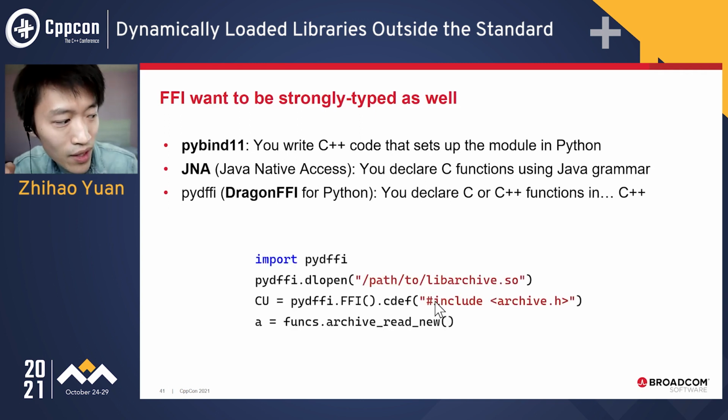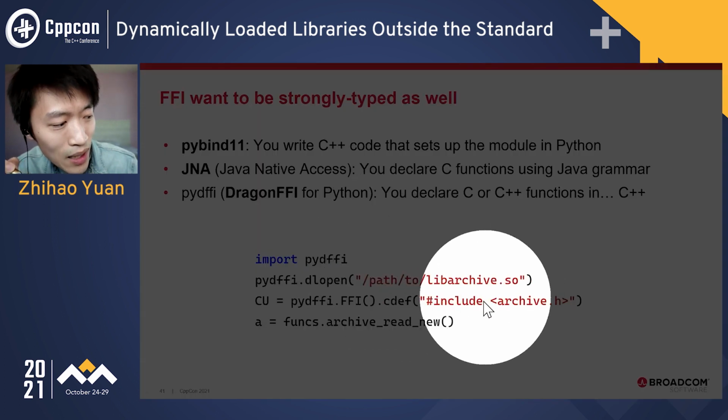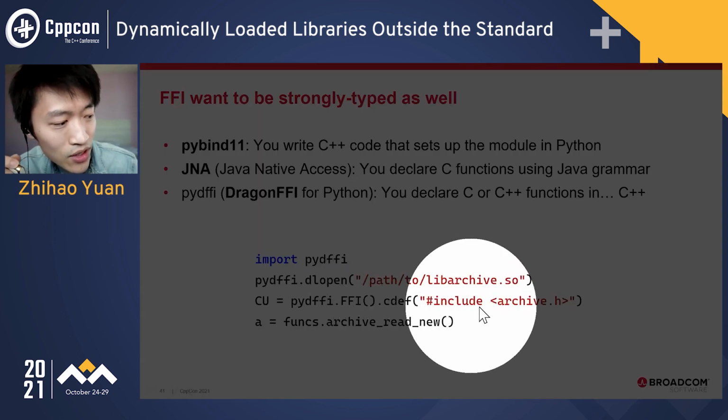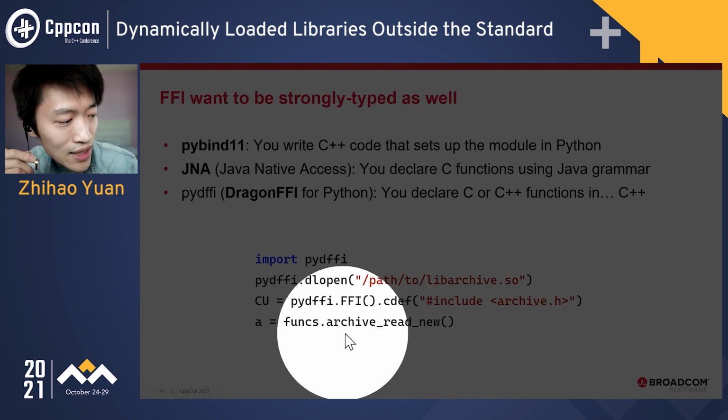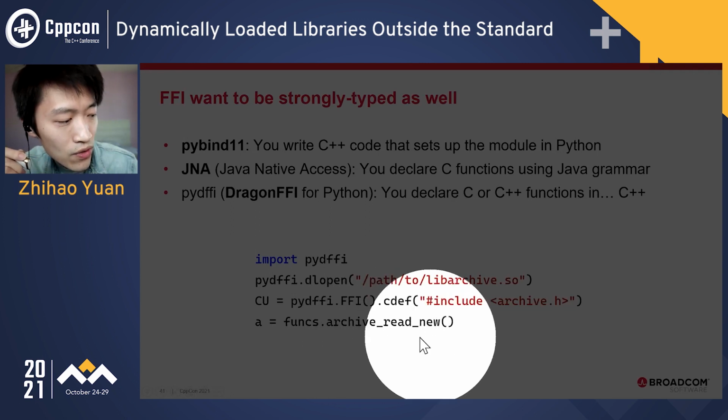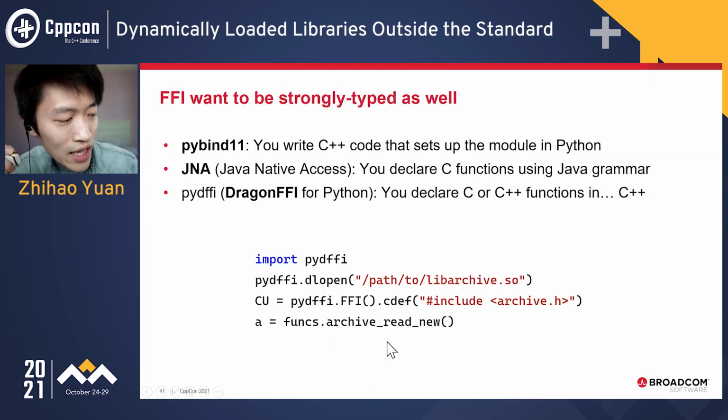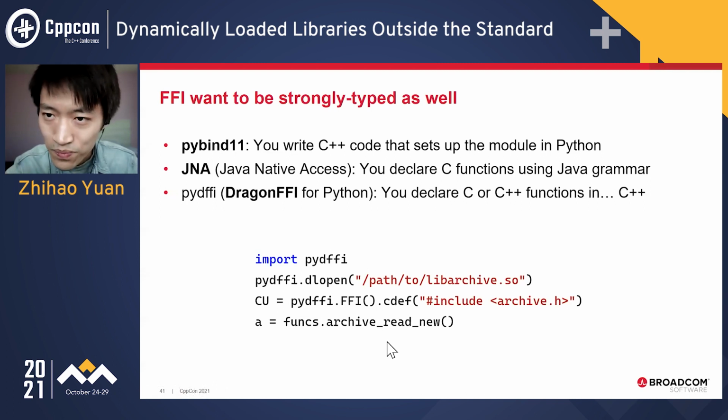Here's an example. In this example, we use dlopen to load the library, and we include the header. And immediately we get access to this. Note that the archive_read_new function is a C function exported from libarchive. So you know what? C++ is not dynamic loading. C++ library is better than other languages. For me, I believe C++ should be able to get this level of convenience.